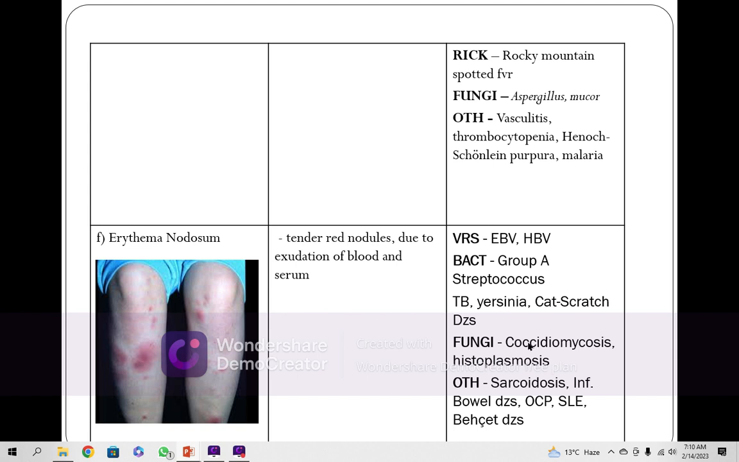Fungi like Coccidioides, deep mycosis, that is Histoplasma capsulatum, and others. Important here is sarcoidosis. And inflammatory bowel diseases like ulcerative colitis, and it is also seen in the cases of SLE. It may be a part of Behçet's disease, etc.